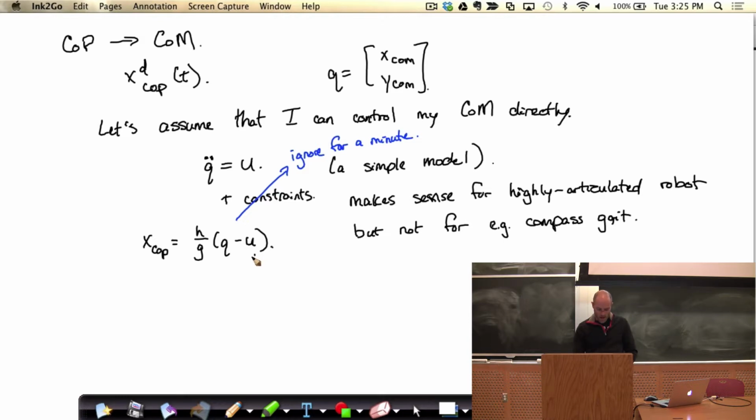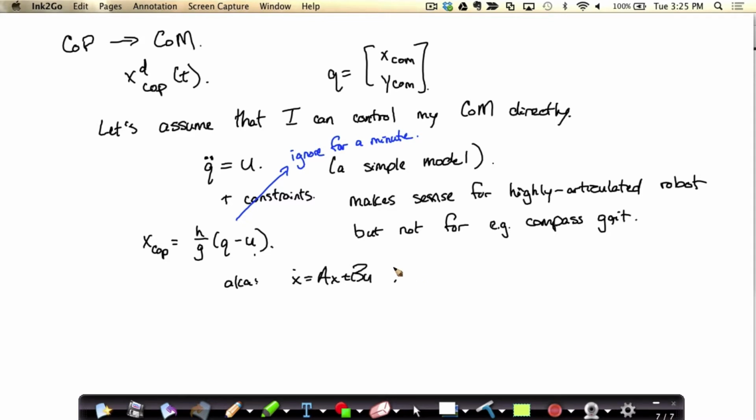Okay? So what do I have now? You should be thinking, I have a dynamical system, which is a linear system, and I have sort of an output, which is a linear function of my state and my control.